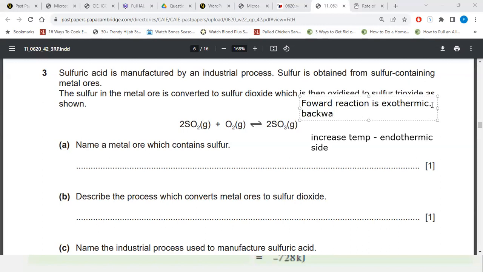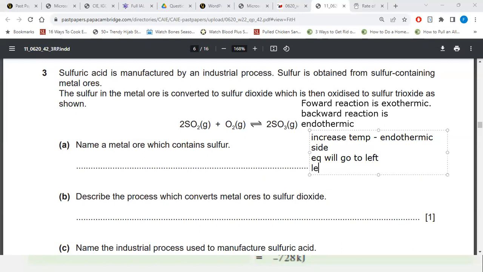Now, if I increase the temperature, you told me that the reaction goes to the endothermic side. So is that forward or backwards? Backwards. Right. So backwards is the left side, so less product. The equilibrium will go to the left, and we know left is less. So we'll get less product.